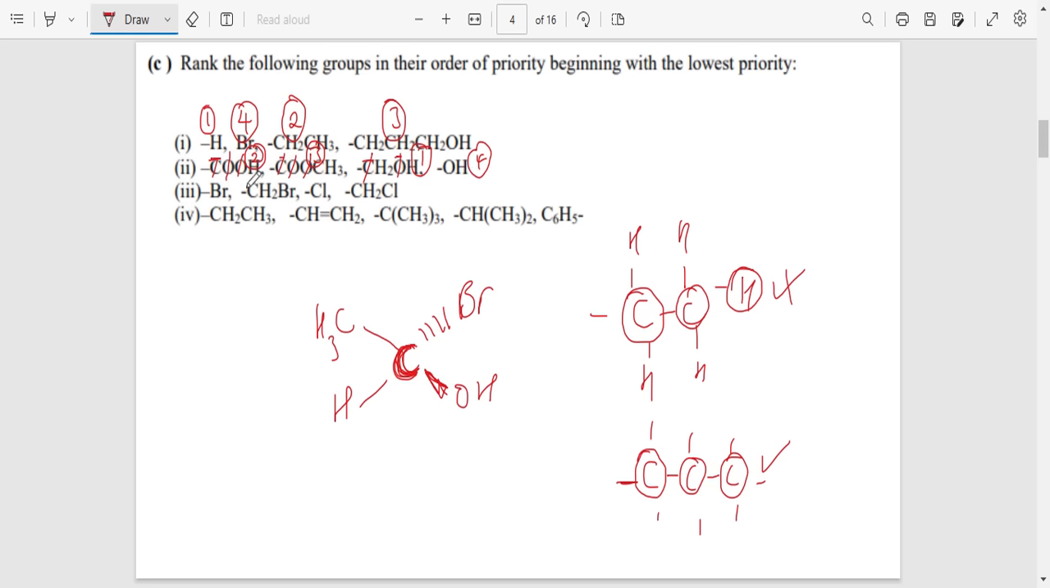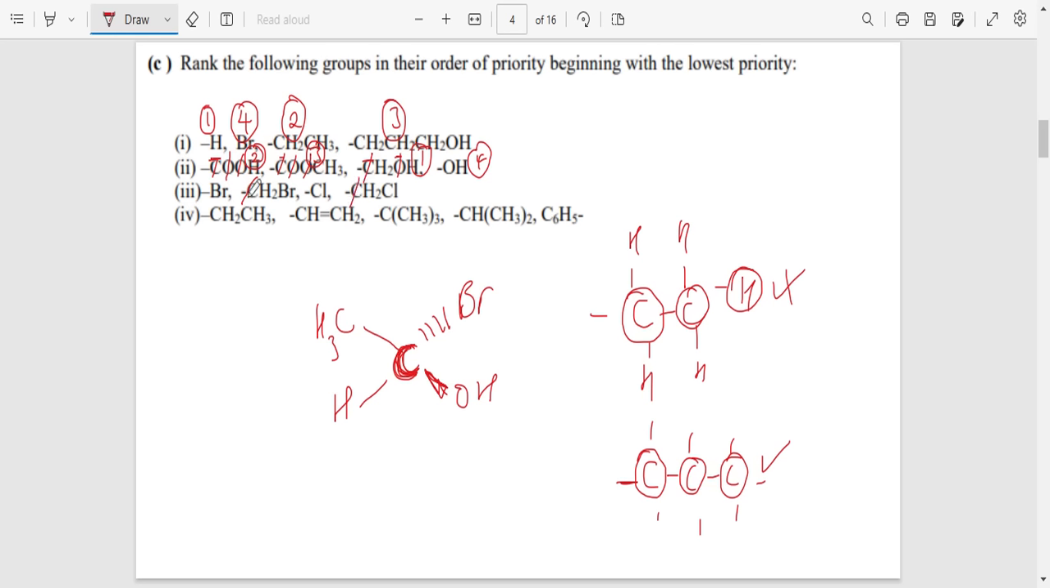Let's look at the next. Of course, bromine has got a higher molar mass from what we know from the periodic table. If we did check on our periodic tables, that should be definitely the last group, the bromine. Okay, now let's identify the first group. Chlorine has also got a higher molar mass and is directly linked to the chiral carbon. Let's consider this carbon. So this is a carbon, this is a carbon. Okay, meaning that we can't determine at that point.